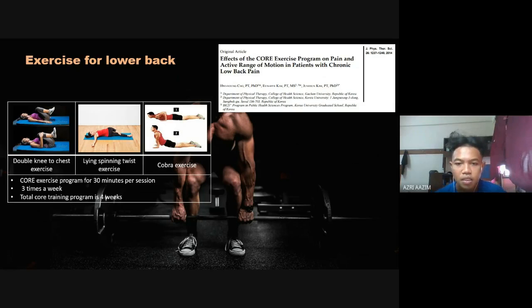The duration of the core exercise program is 30 minutes per session. They do it 3 times a week. The total core training program is overall 4 weeks. Next.